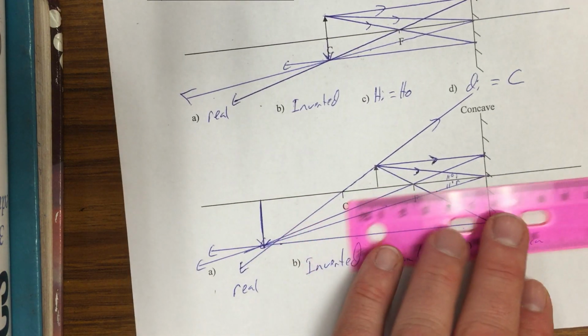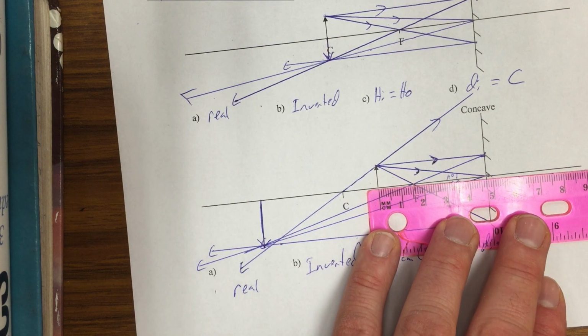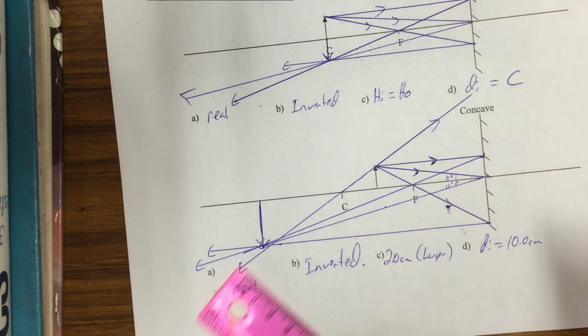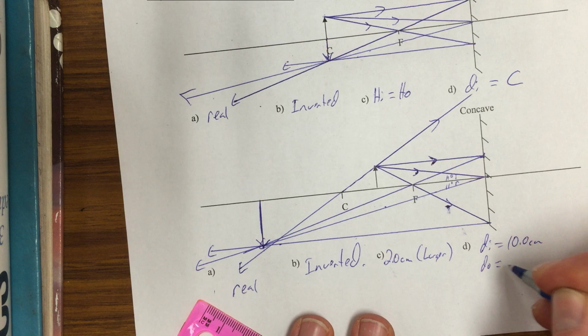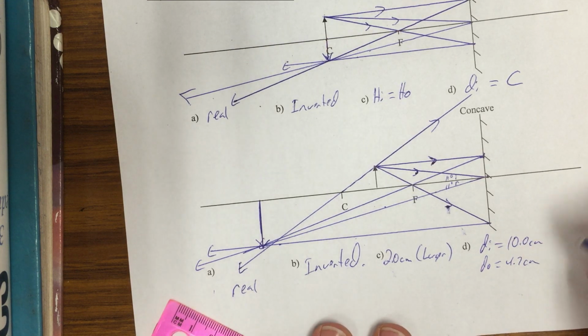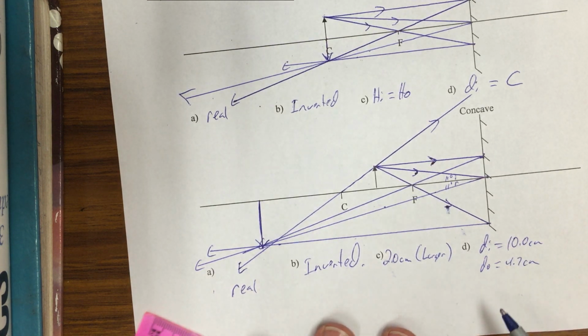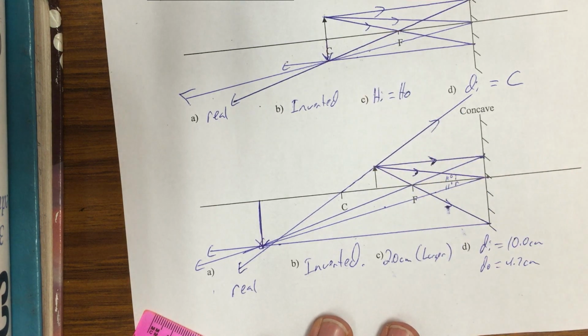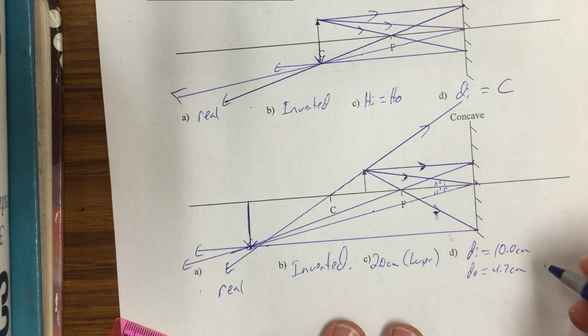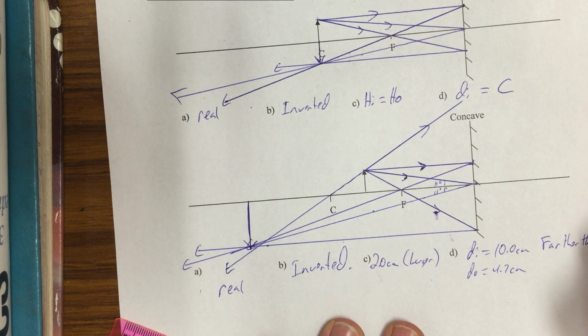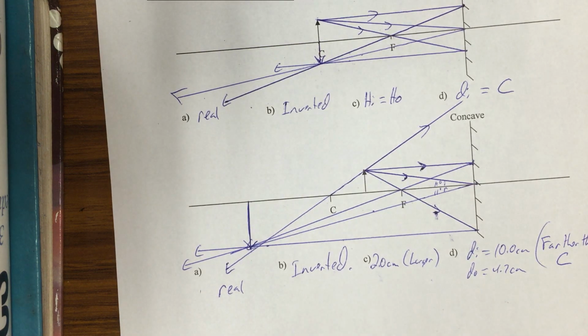Now, that's funny because my DO is 4.7 centimeters. My DO is equal to 4.7 centimeters, which tells me this. It tells me that the DI is not equal to DO again. It was only equal in this case up here. It also tells me that I have a location for the image, and this is what I'm going to say. I'm going to say that it is farther than C. That's my general understanding.